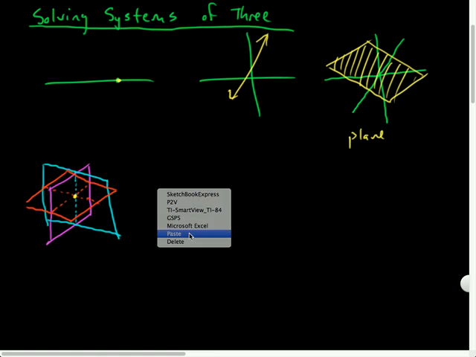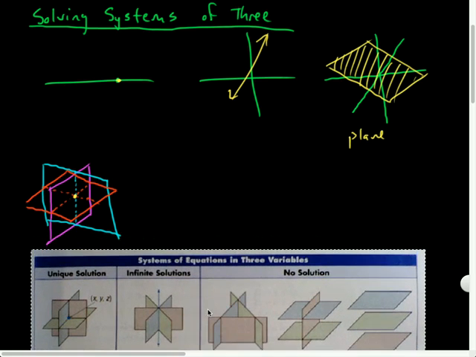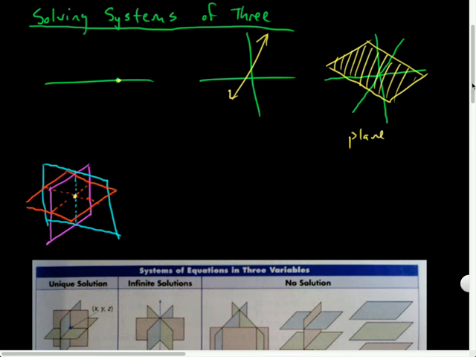So here's an image. I don't expect you to draw it. This is from our text. I don't have the rights to this image or anything, but blah, blah, blah.